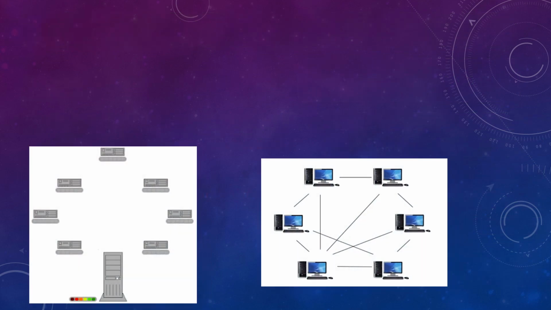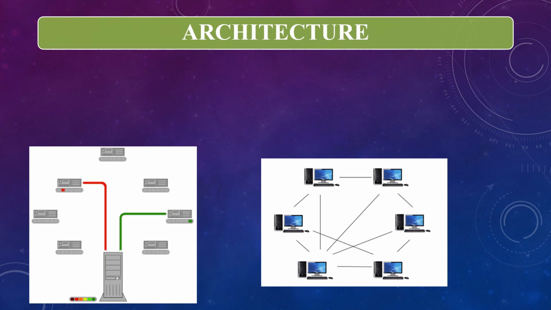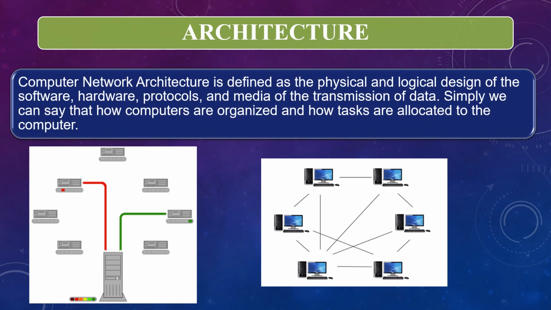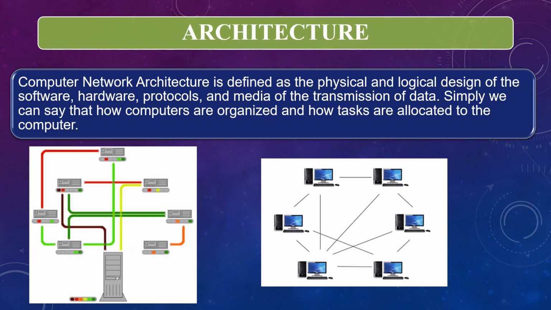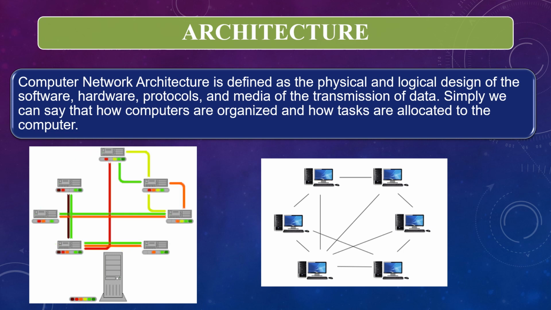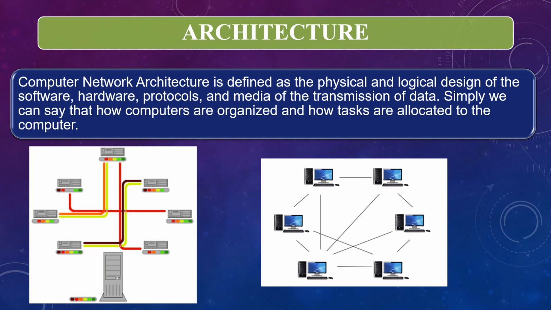Now let's continue to the architecture of computer networks. Computer network architecture is defined as the physical and logical design of the software, hardware, protocols, and media of the transmission of data. Simply, we can say that it is how computers are organized and how tasks are allocated to the computers.